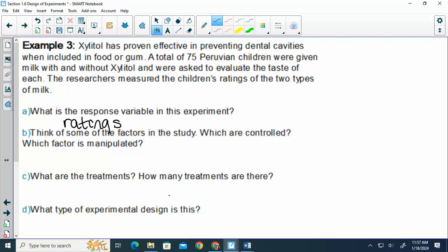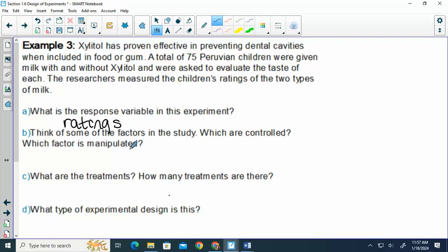I'm looking at how they rate the milk. Okay, so think of some factors in the study. So factors are what? The things that are different treatments. Which ones are controlled and which one is manipulated?